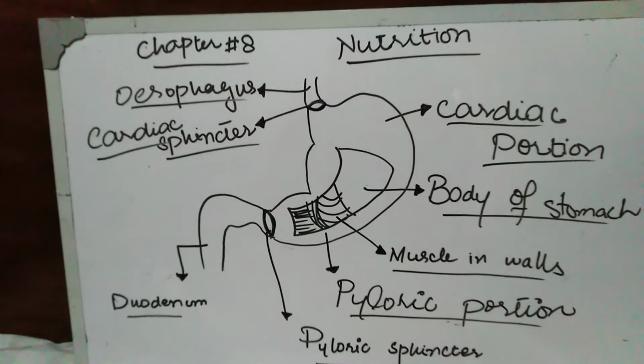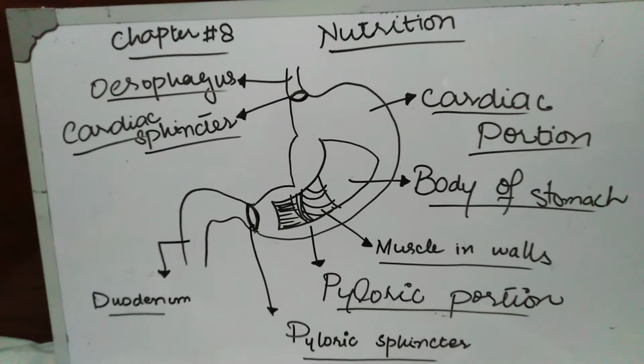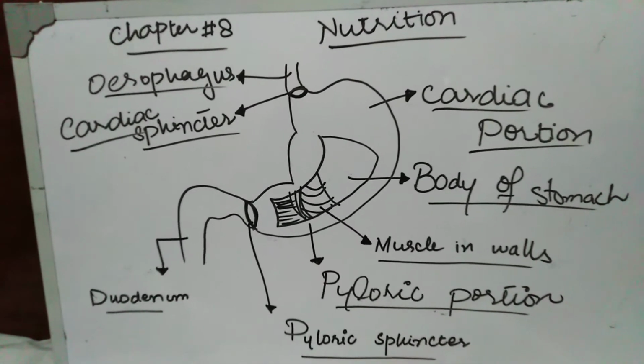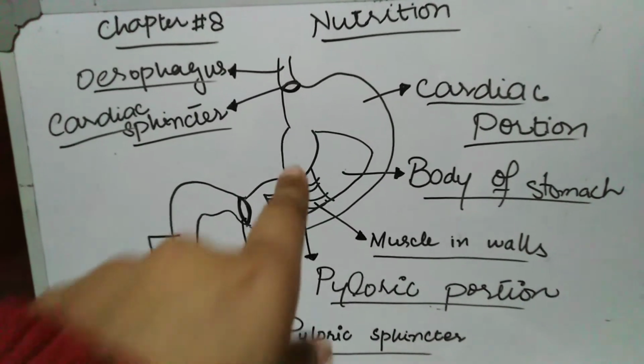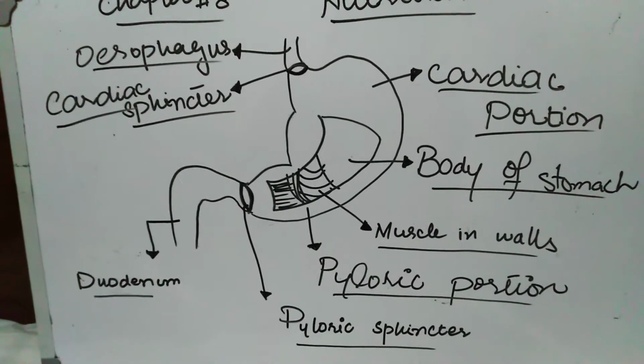Stomach is a dilated part of alimentary canal. I hope you all know what is alimentary canal. The pipe starts from your mouth and ends at your anus. The whole pipe in which stomach is also involved is known as alimentary canal. It means from mouth to your anus.